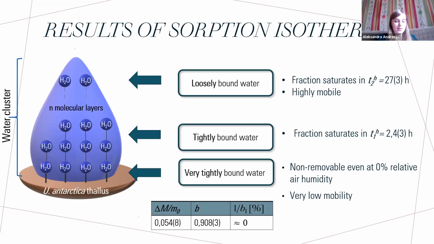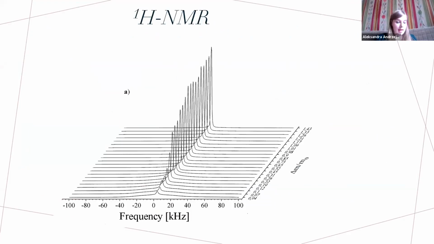Now, I'd like to present my final values of parameters and what they mean to us. A B value significantly lower than 1 means that the water in the organism is forming clusters. A value of 1 over B1 near 0 means that the thallus of Umbilicaria antarctica is highly hydrophilic.